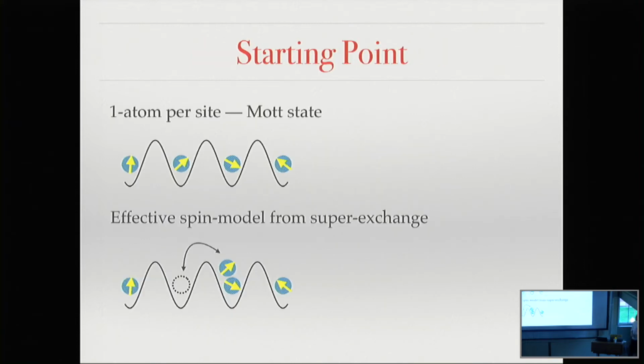Okay, so the starting point is something very familiar. I'm going to put 1 atom per site, and I imagine they have some large spin. And we're going to get our standard spin model from some super exchange: one of these guys hops over there, they interact for a while, then hops back. Okay?